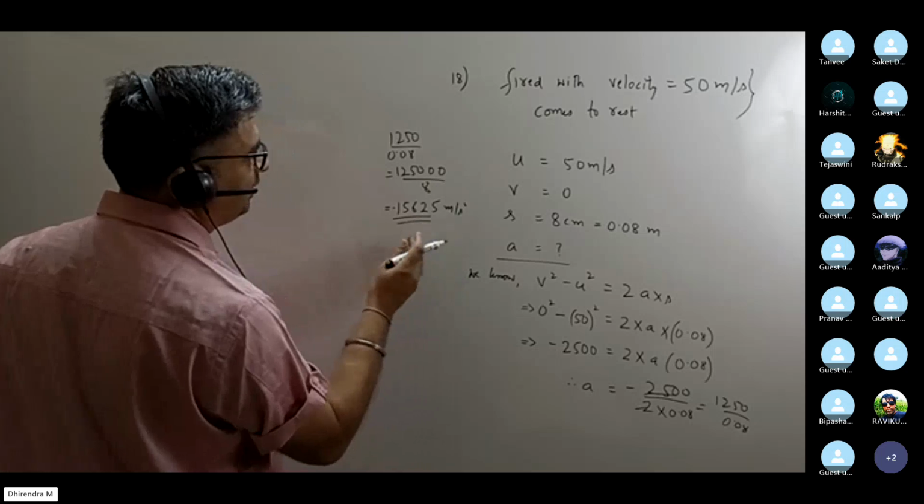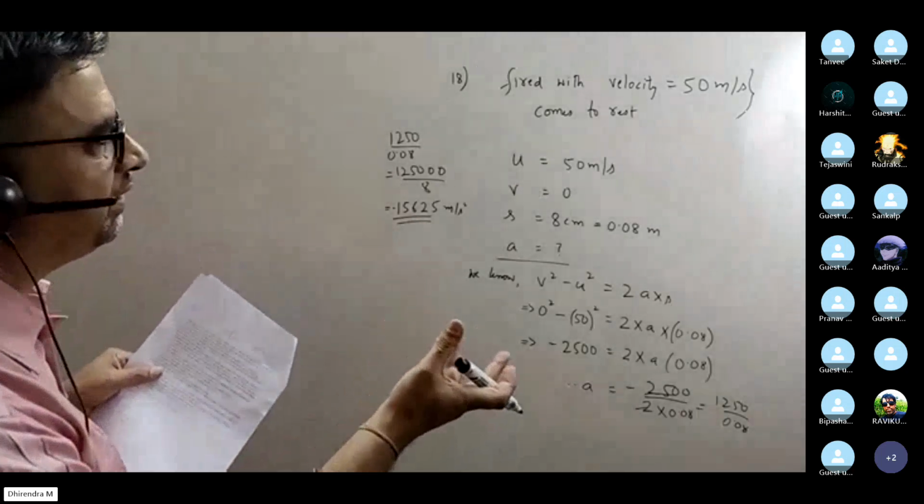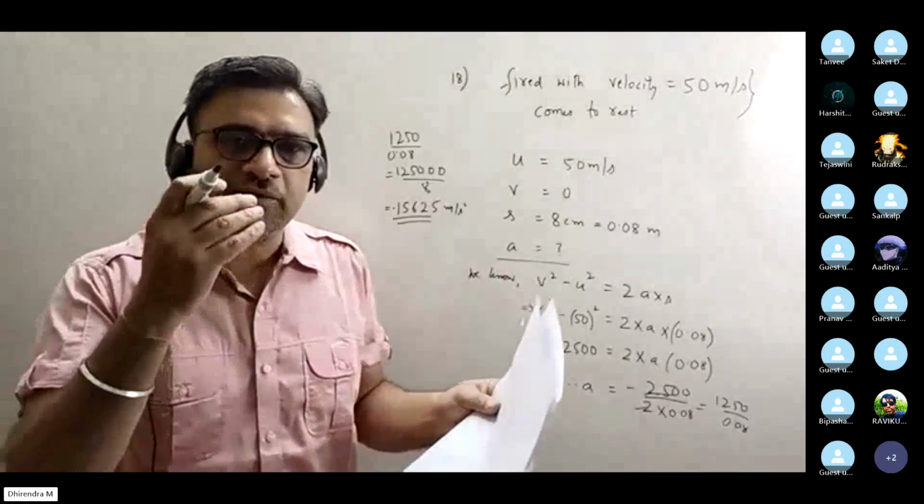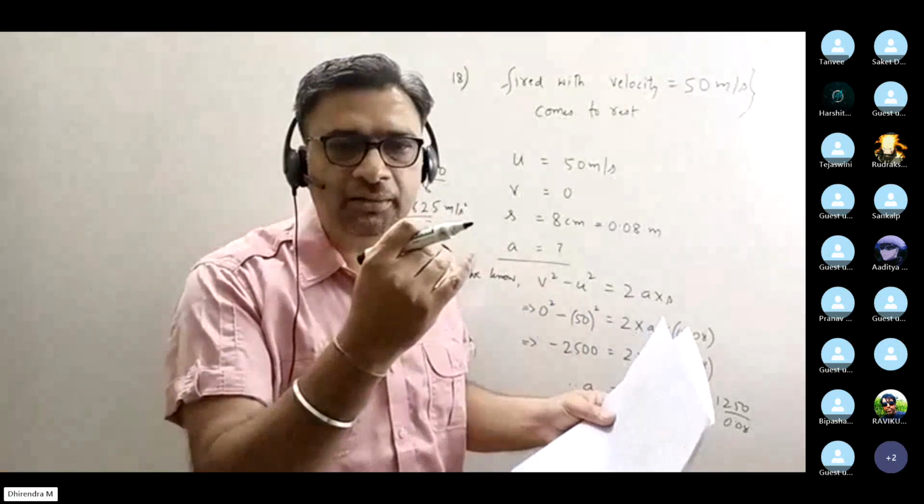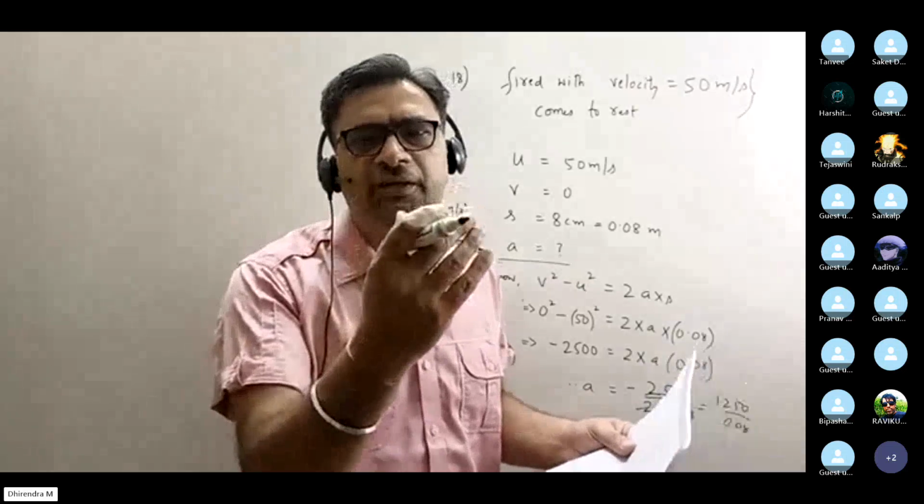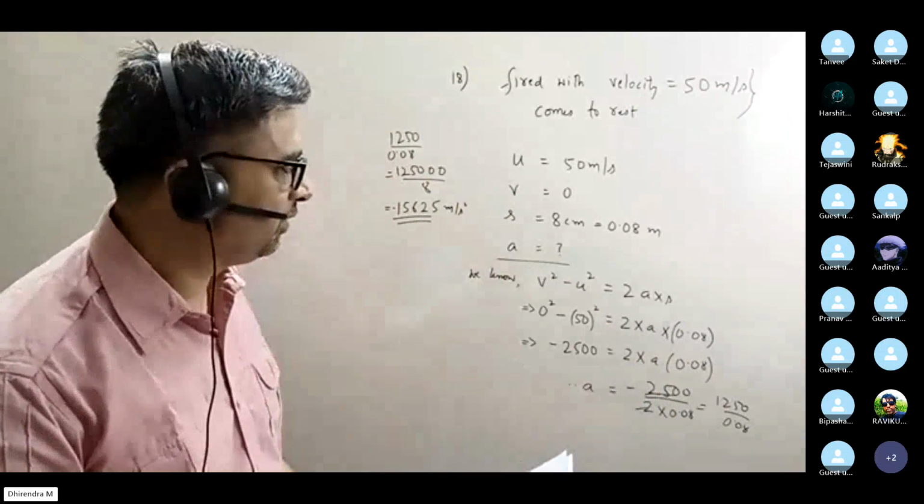Meter per second square, and this is minus. So this is the acceleration. It's huge. Just look, a bullet travels with terrific speed, right? And it hits the wall and stops in 8 seconds. There must be a terrific retardation.